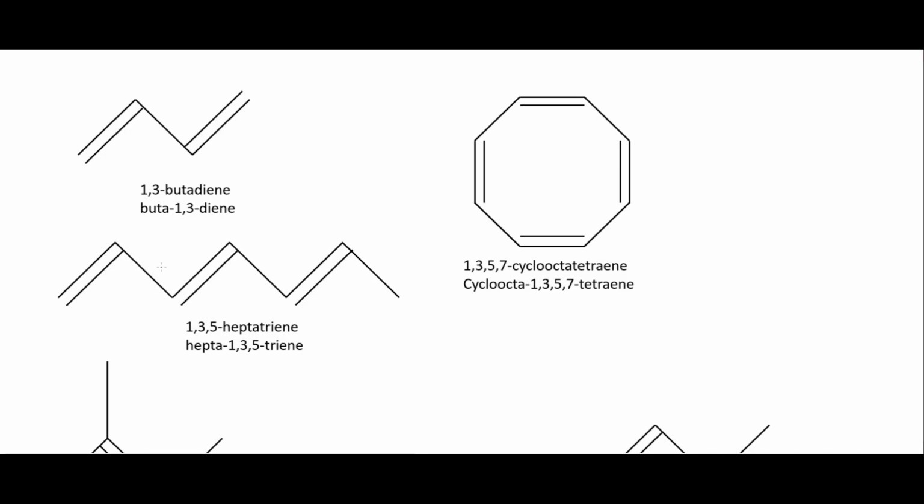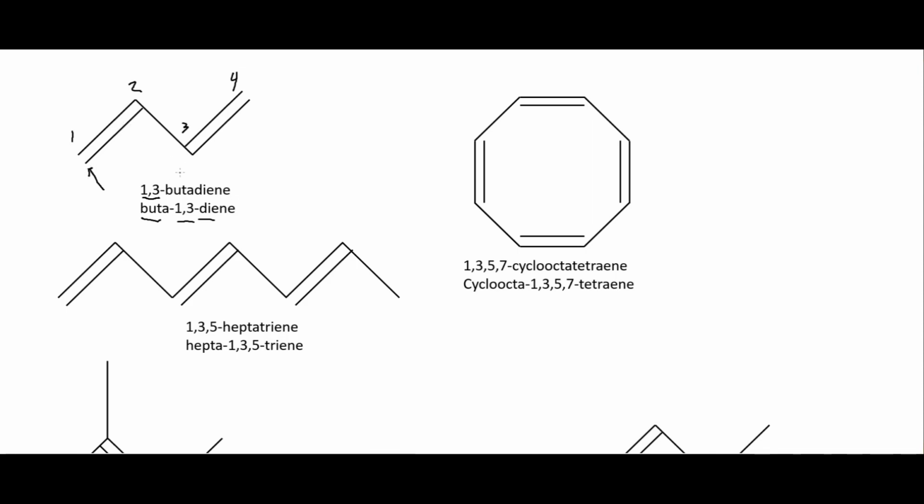Then, of course, you can have multiple double bonds in a molecule, and these are called dienes. You can have 3, which are called trienes, 4, which are called tetraenes, and so on and so forth. And so we have here 1,3-butadiene, or in the newer system, buta-1,3-diene. So we have 1, 2, 3, 4. Again, we put the numbers here for where it starts. This is our first carbon because there's a double bond there.